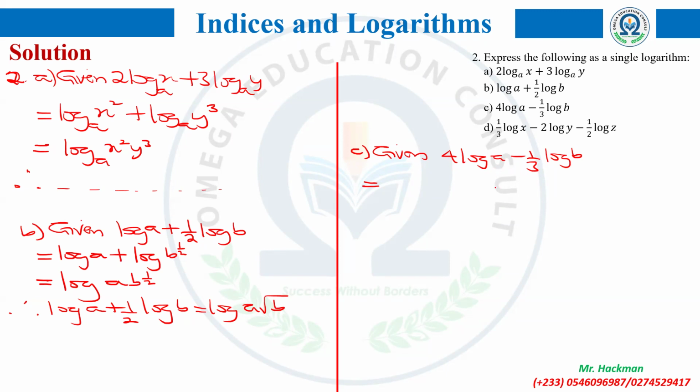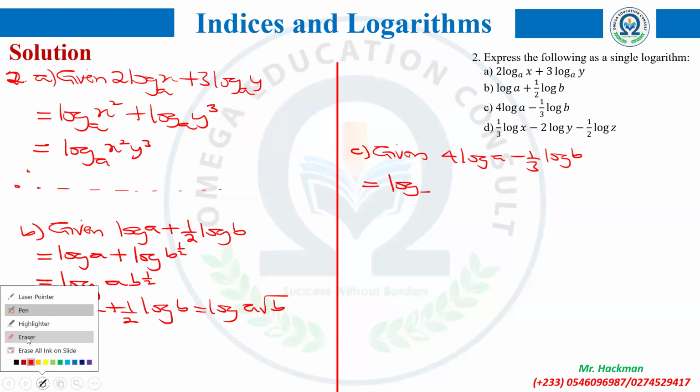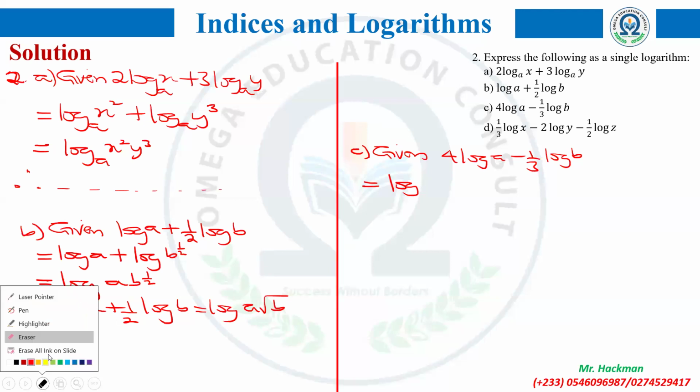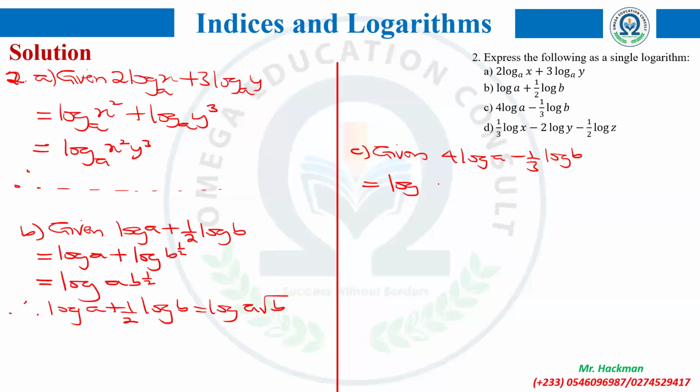Now we are dealing with a negative coefficient. So it's the same concept. Okay, so what do we do here? The coefficient here, we are supposed to take it up. So we are going to get this the same as log, common log, to the power 4. Am I right?